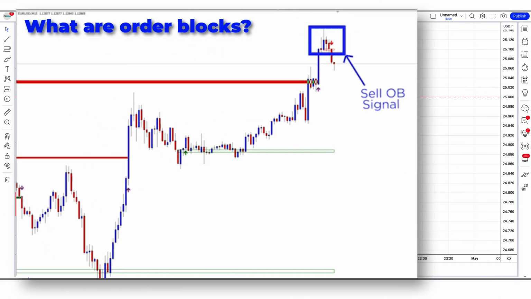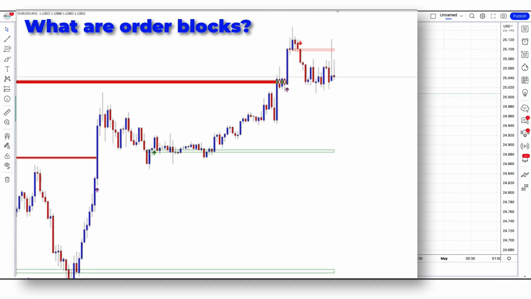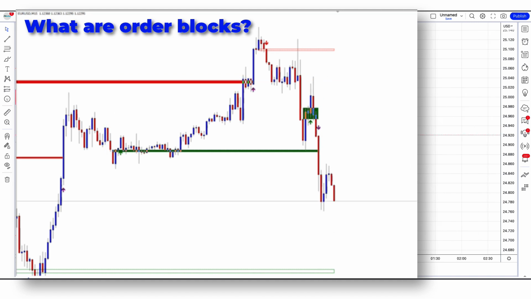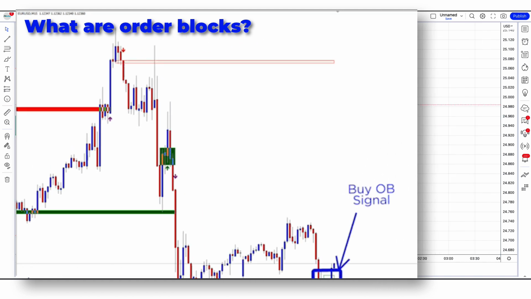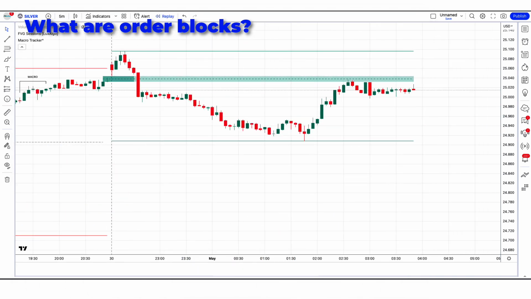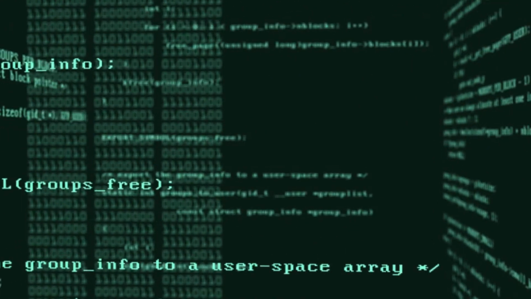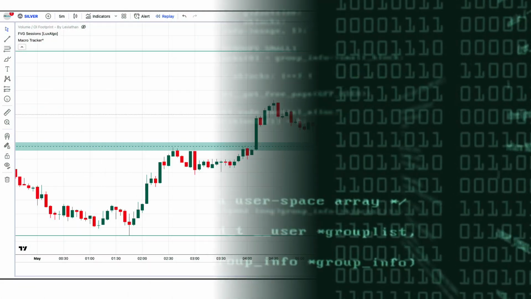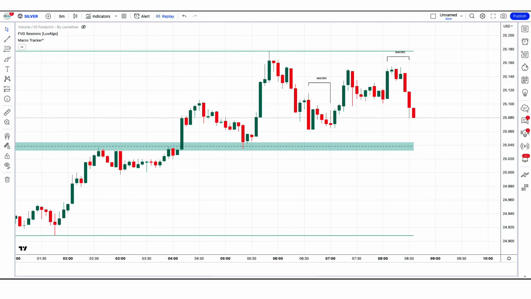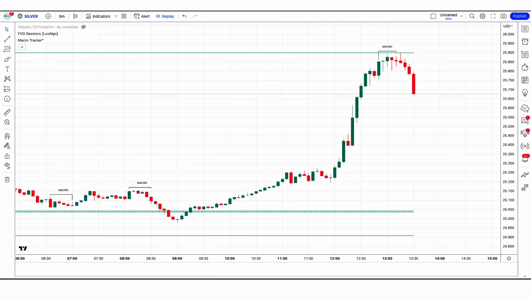What are order blocks? Order blocks are price levels in a financial market where significant buying or selling activity has taken place. These levels are identified by analyzing the price charts of an asset, such as a currency pair, stock, or commodity, and are considered interesting areas to execute trading opportunities.